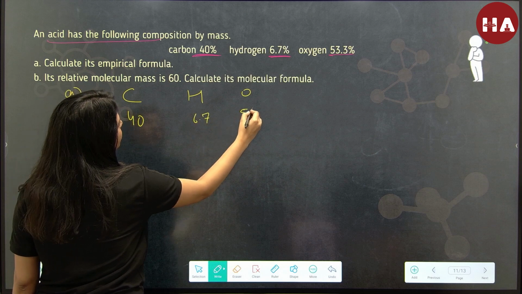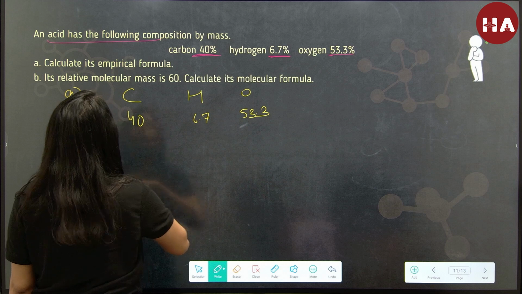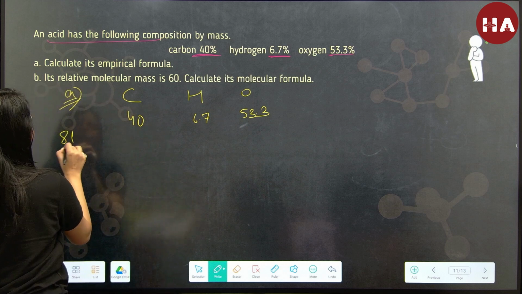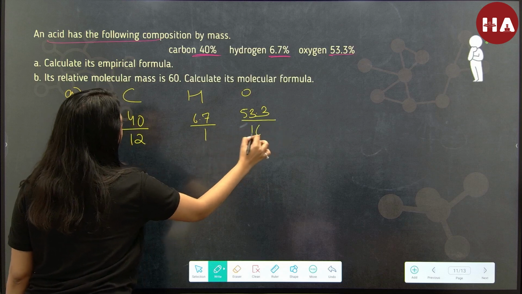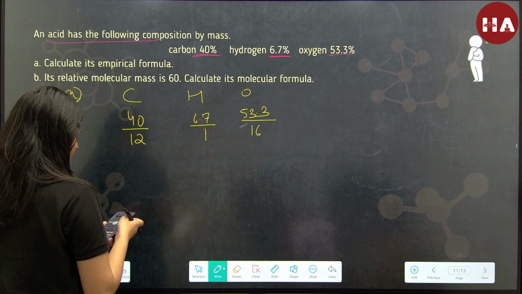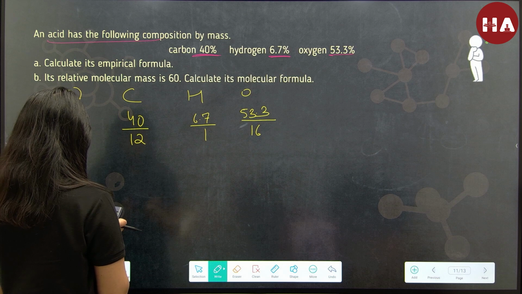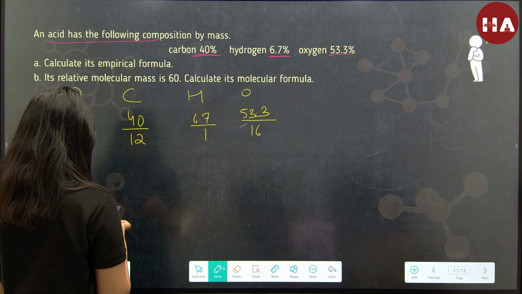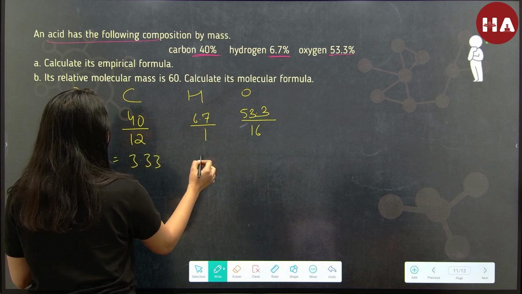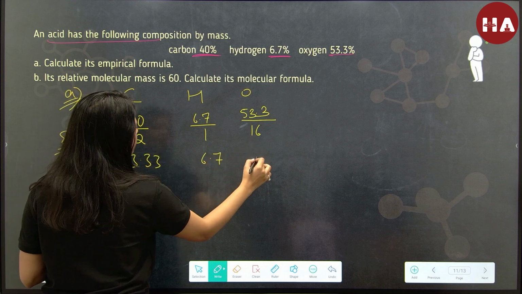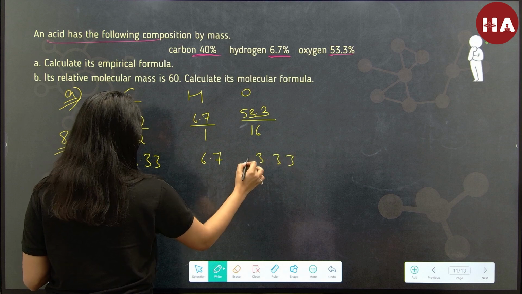Previously also I asked you to neglect the percent sign. Now what was step 1? Step 1 was to divide by the atomic masses, right? If you divide it, you will get 40 divided by 12, which gives you 3.33. This will give you 6.6. This will give you again 3.33, right?